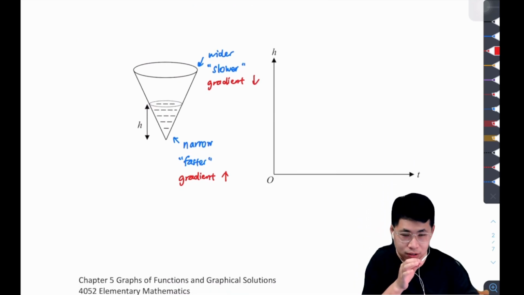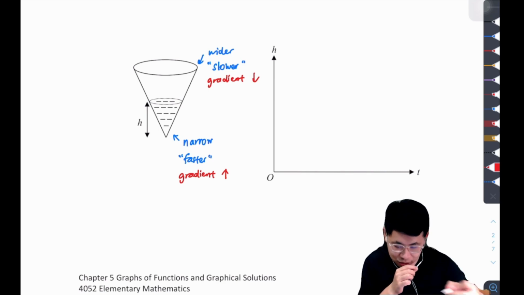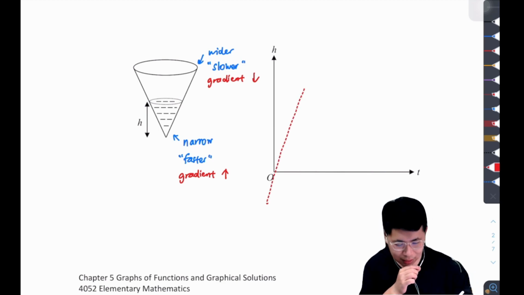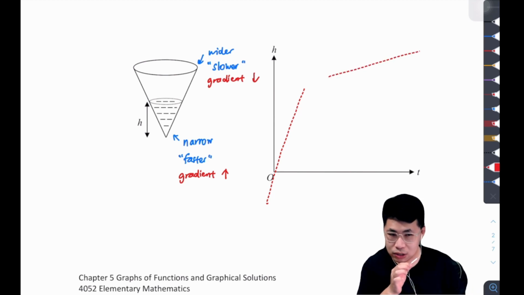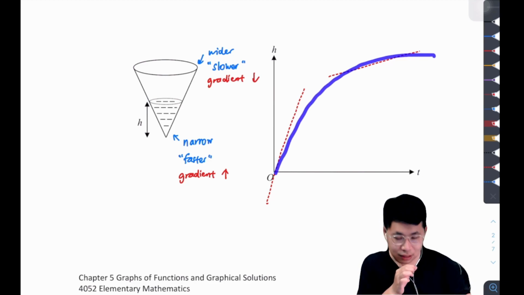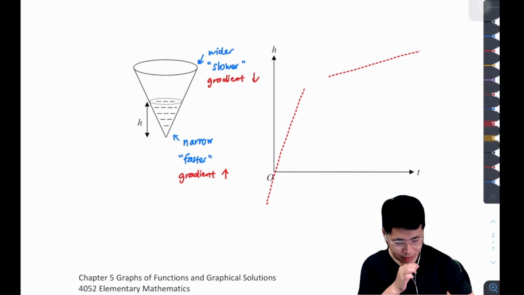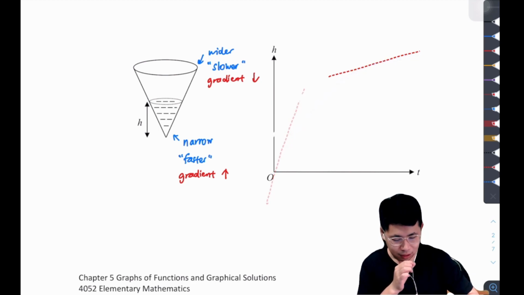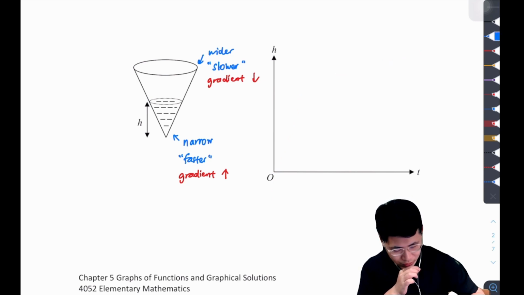So how do we draw the graph? Let's visualize the tangents first. Something with a high gradient means it's very steep, and something with a low gradient means it's not so steep, like that. So actually the graph will look something like this, like this being the tangent of the graph. So the graph we are sketching will look something like this.